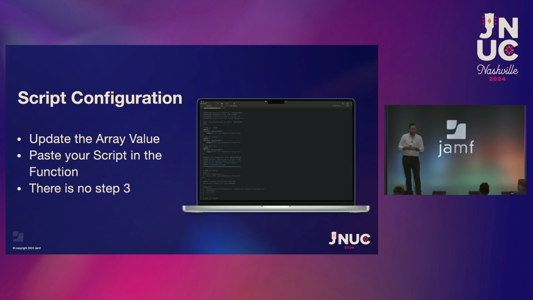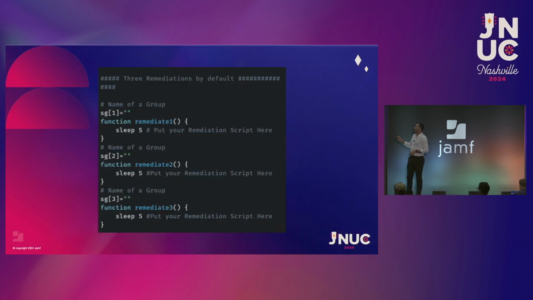When it comes to the script, you're going to notice that there are arrays and there are functions. It looks very complicated, but my goal was to make this as simple as possible. So I put all the stuff that you need to configure at the top, and then the script handles the rest of it. If we look just a little bit further, you'll see SG1, SG2, SG3. Those are the values that you put in your Jamf Protect Smart Group. So if I put threat-apple, I'm going to put in the SG1 threat-apple, and then for my function remediate one, I'm going to replace that sleep 5 with my remediation script.